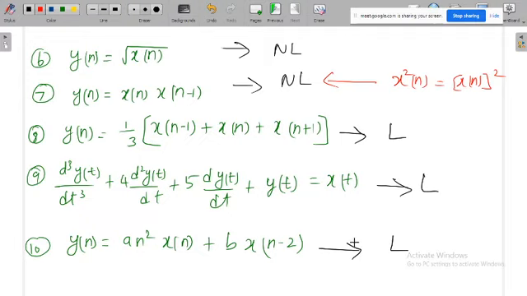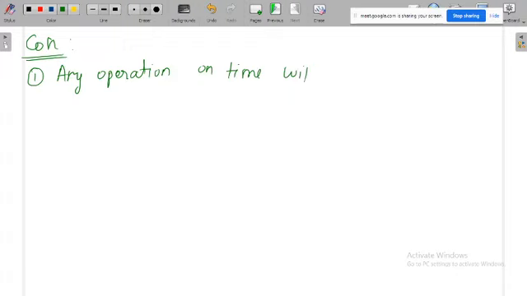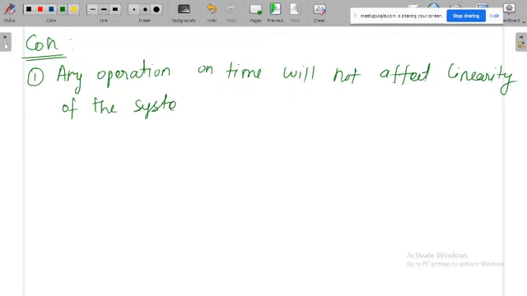So then what is the conclusion finally? Any operation on time will not affect the linearity of the system. That is the first idea. I am not saying the system is linear, that will not affect the linearity. Again, you have to check some other condition also. So any operation on time will not affect the linearity of the system.